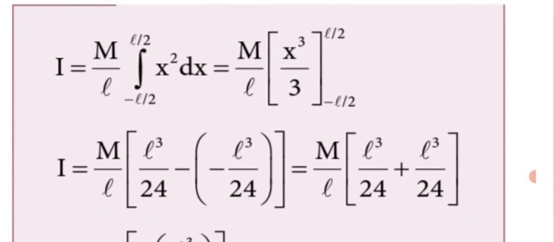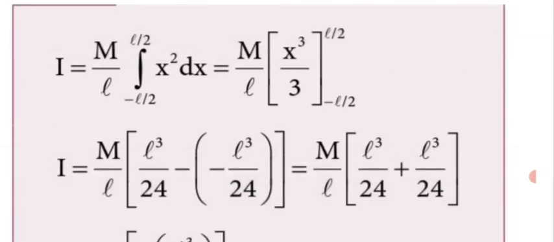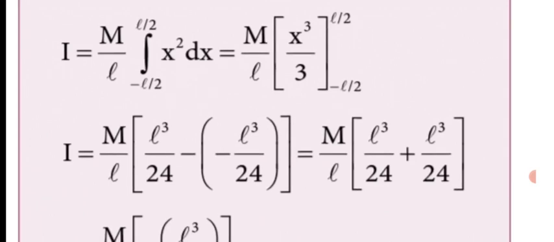Next we substitute the value of L by 2. In place of x we substitute L by 2 cube. L by 2 whole cube gives L cube by 8, and minus also the same value. With 3 already in the denominator, L cube by 8 into 3 is 24. So L cube by 24 minus of minus L cube by 24, which is M by L into L cube by 24 plus L cube by 24.